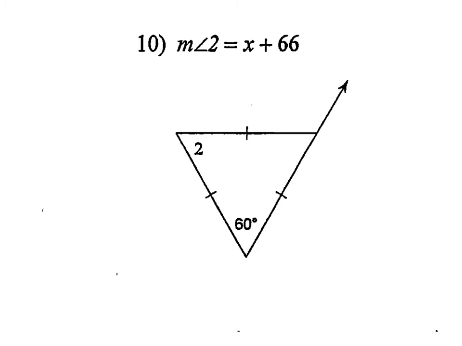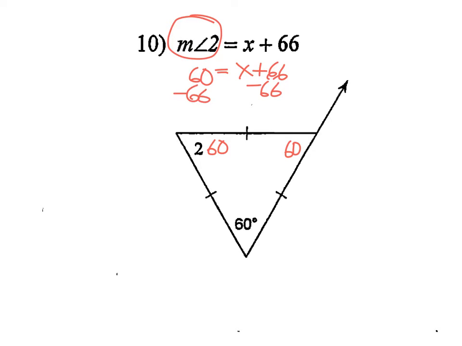Finding the measure of angle 2 here, we can mark up this diagram that all these angles have to be 60 because it's an equilateral triangle with all angles 60. So then we have the measure of angle 2 is 60 degrees. So we can write 60 equals x plus 66. So solving for x, subtract 66. And surprisingly, x equals negative 6.